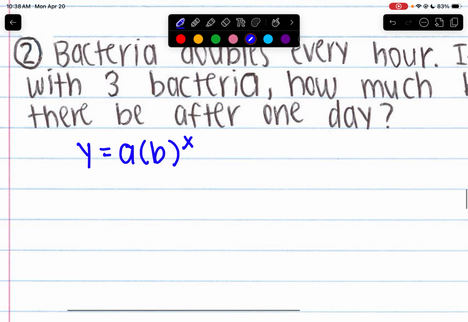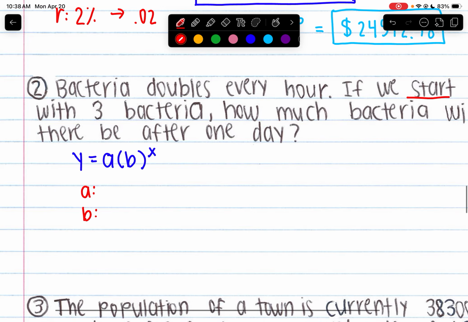Again, I'm using parentheses. We want to leave y and x alone when we're creating our equations. We're just going to fill in the a and the b value here. So leave y and x alone, fill everything else in. Our a value is the starting amount. Here it says we are starting with 3 bacteria. So a is going to be 3.